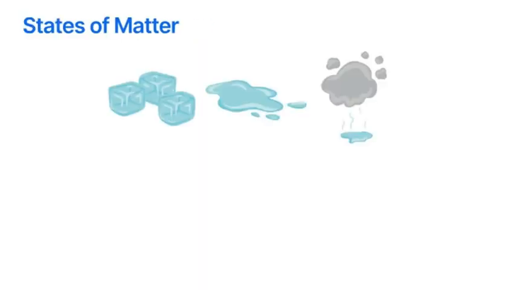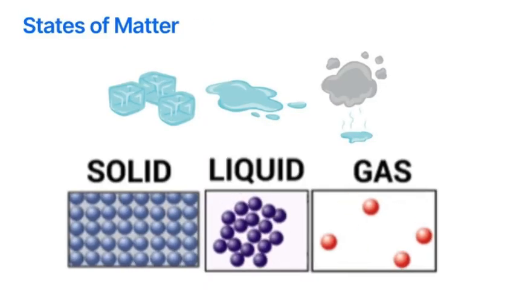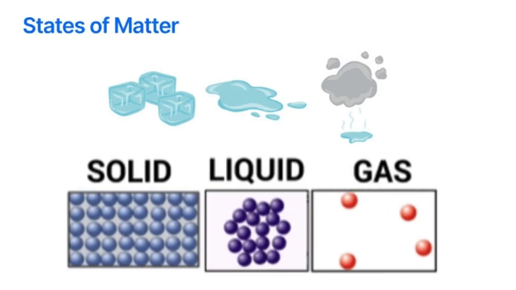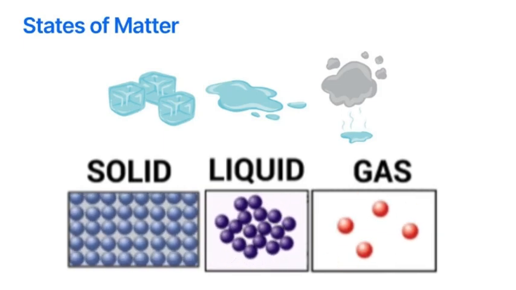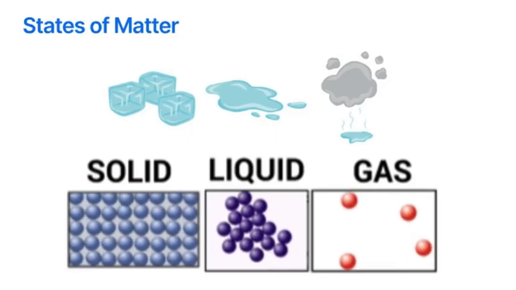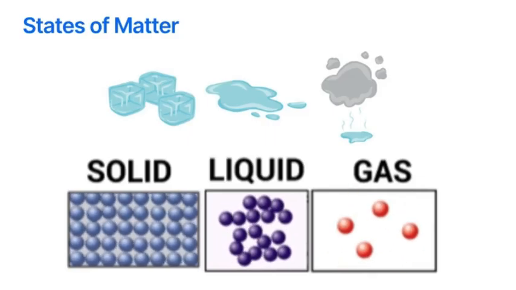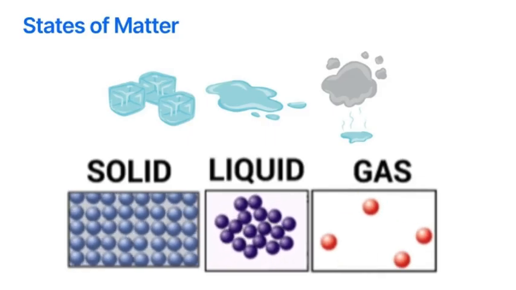Matter exists mainly in three physical states: solid, liquid, and gas. Each state has different characteristics based on how particles are arranged and how they behave. We will explore each state individually and understand their properties.